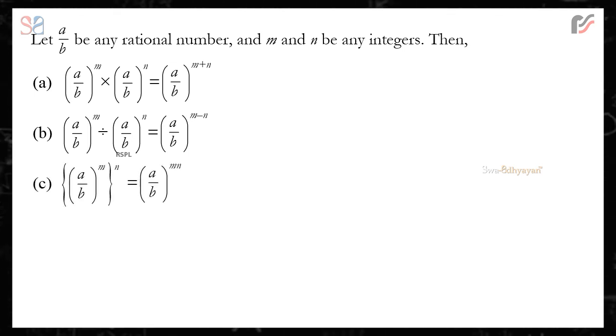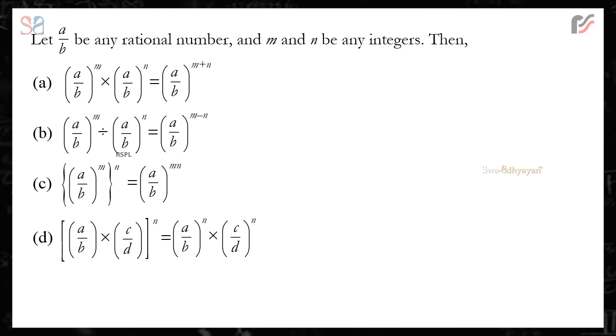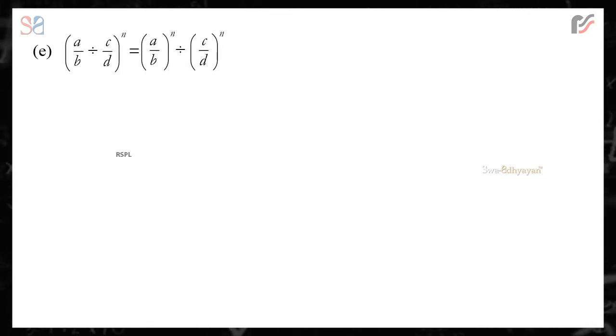C. ((a/b)^m)^n is equal to (a/b)^(mn). D. (a/b × c/d)^n is equal to (a/b)^n multiplied by (c/d)^n. E. (a/b ÷ c/d)^n is equal to (a/b)^n divided by (c/d)^n.